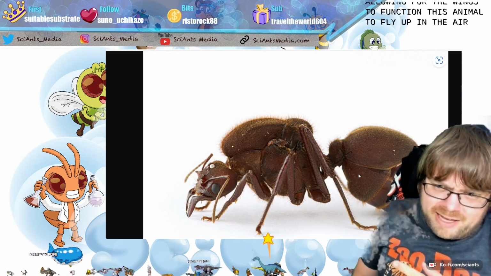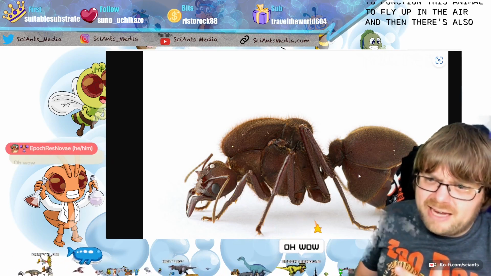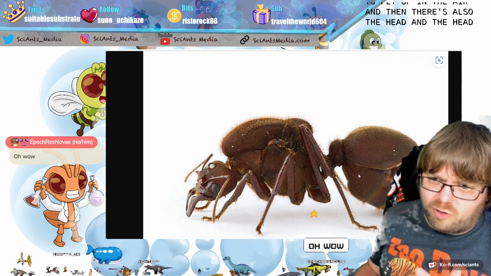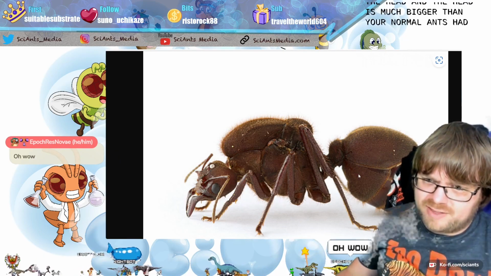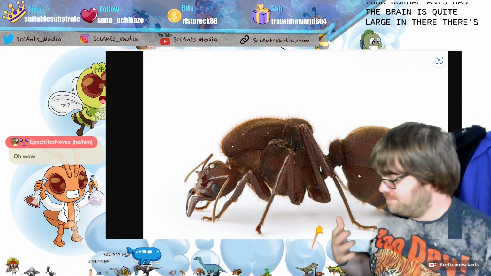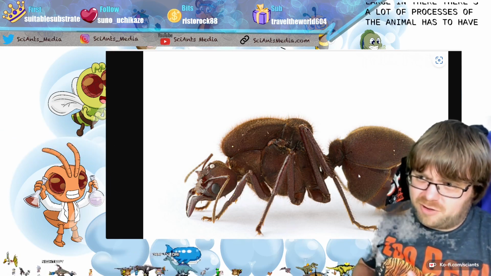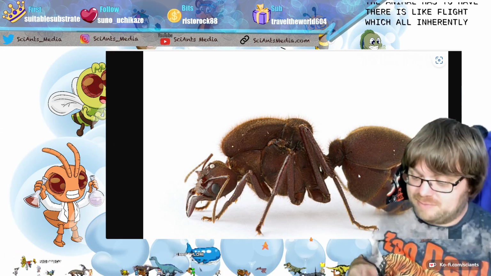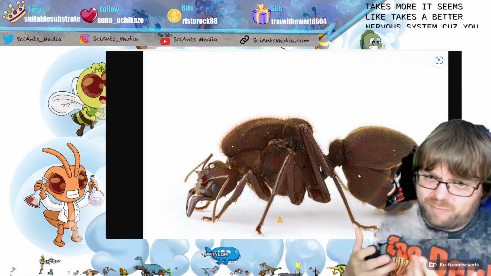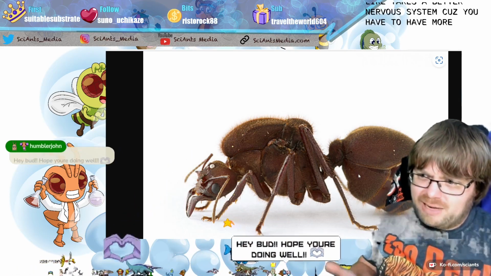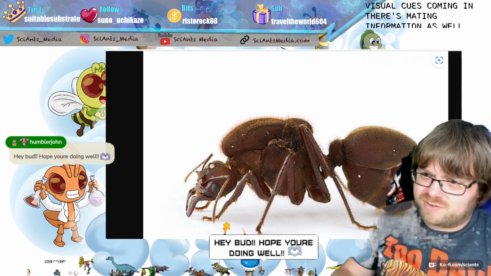And then there's also the head. And the head is much bigger than your normal ant's head. The brain is quite large in there. There's a lot of processes that the animal has to have. There's like flight, which all inherently takes, it seems, a better nervous system because you have to have more visual cues coming in. There's mating information as well. There's a bunch of stuff in that brain.